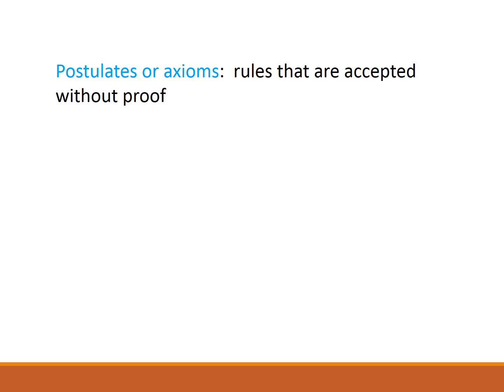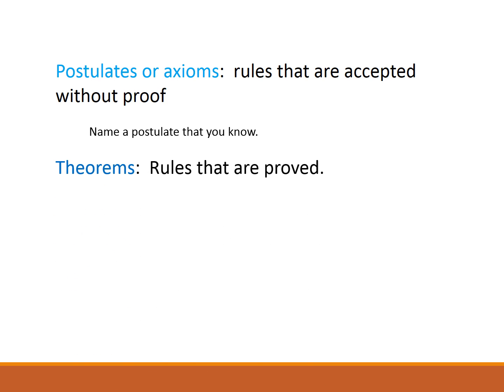Postulates or axioms. They are rules that are accepted without proof. Name a postulate that you might know. Theorems are rules that are proved. They have to be proven, and these are where we get into our proofs.